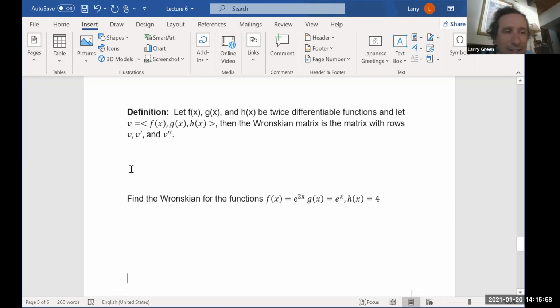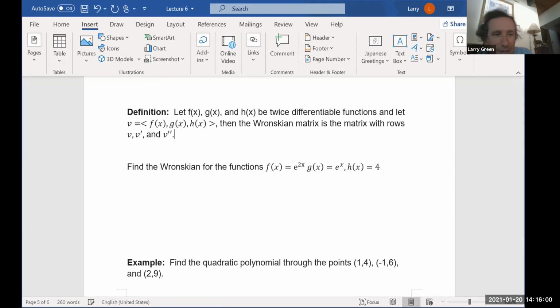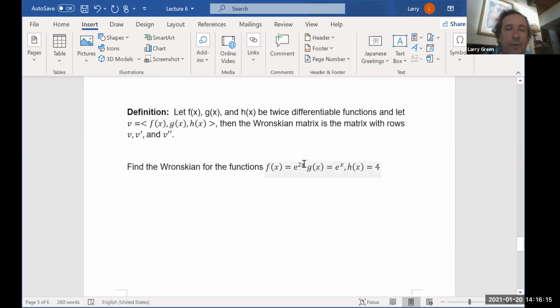And that is, see if you can find the Wronskian for the functions f of x equals e to the x, g of x equals e to the 2x, and h of x is the function 4. Let's see if you can find the Wronskian for this example. Let's see if you can do it, and then I'll do it too.